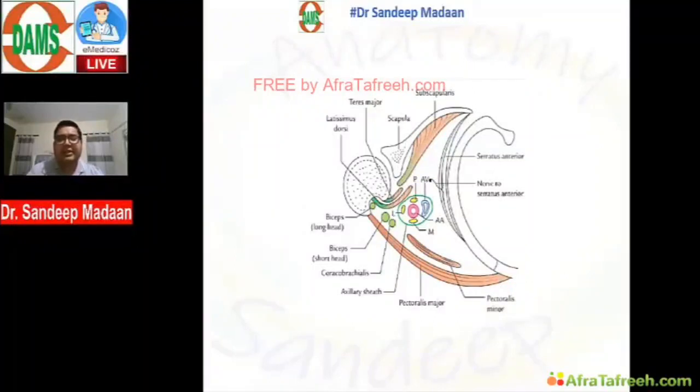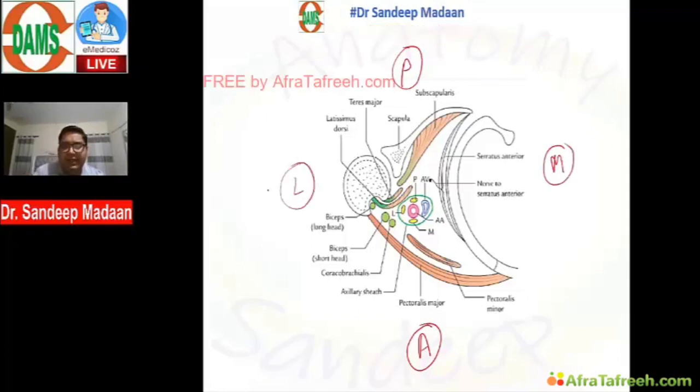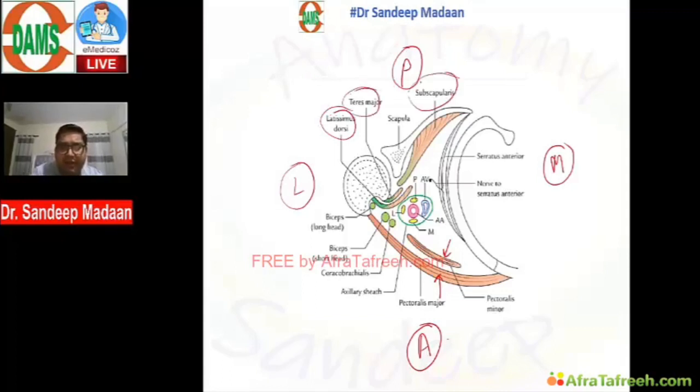Now this is a cut section of the axilla. In this cut section, we can see the anterior wall, the posterior wall, the medial and the lateral aspect. Anterior is made by the pectoralis major and pectoralis minor. Posterior is made by the latissimus dorsi, teres major, and the subscapularis. We can see latissimus dorsi, teres major, and the subscapularis muscle.